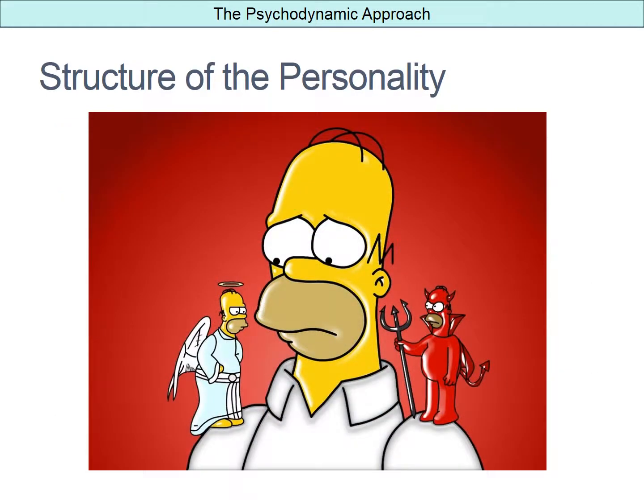This is a concept which has become very popular in pop culture. You've got the image of the id as the devil on one shoulder, and the superego as the angel on the other shoulder. And then the ego is our conscious awareness, the person who has to try and make a decision between what those two different forces are telling you to do.